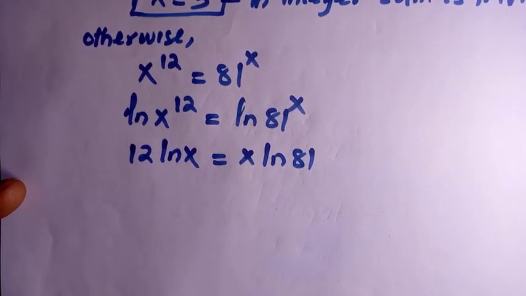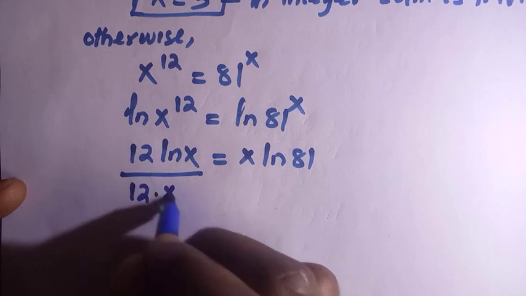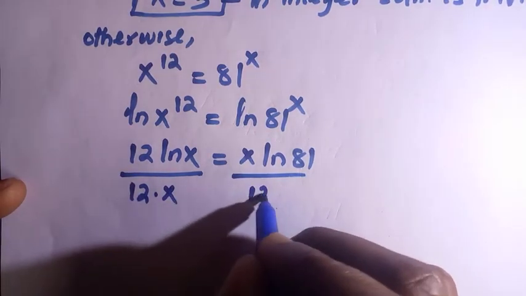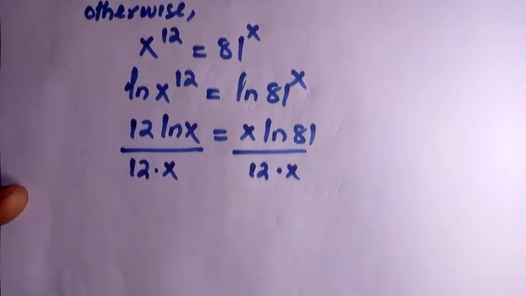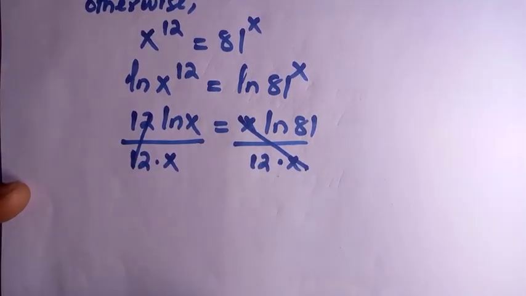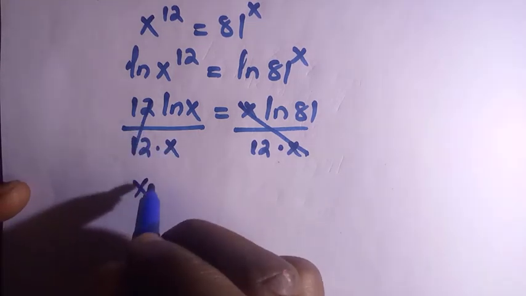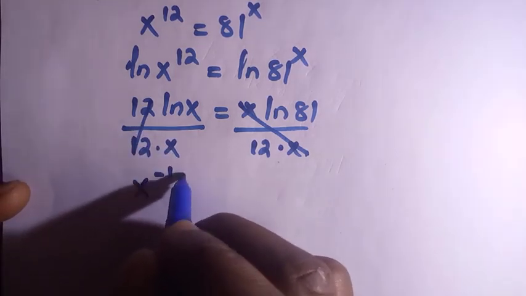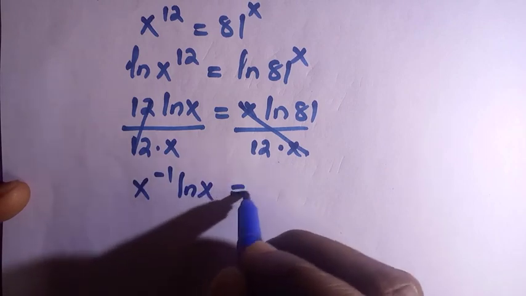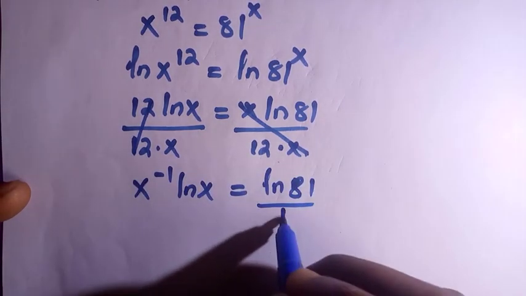And so I want to keep x and 12 separate. So we divide both sides by 12x so that we make only x separate and the number separate. So this 12 will be cancelled. So this x will also be cancelled. Then this is written as x raised to the power of minus 1 ln of x equals ln 81 divided by 12.